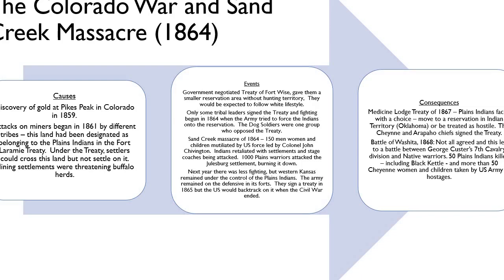So the US government negotiated the Treaty of Fort Wise, which would give the Cheyenne and Arapaho a smaller reservation area without hunting territory. They'd be expected to follow the way of life of the white Americans. Only some of the tribal leaders signed that treaty, and fighting began in 1864. The Dog Soldiers, one of the bands of the Cheyenne, were one of the groups who opposed the treaty and engaged in hostilities against the US Army.